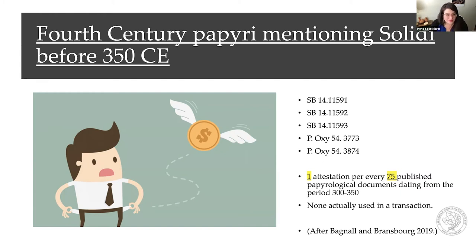For those of you that work with papyri, we know that the fourth century actually has quite a bit of text. So it's not an absent century from the papyrological record. So I think it says a lot that there's no receipts of payment with solidi.